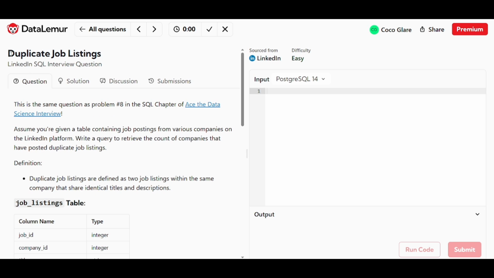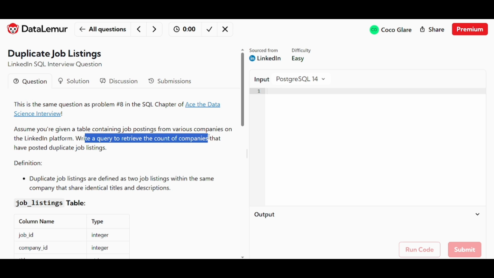So for the next problem, it is titled Duplicate Job Listings. It is a LinkedIn SQL interview question. It is the same problem as problem number 8 in the SQL chapter of Ace the Data Science Interview. Assume you are given a table containing job postings from various companies on the LinkedIn platform.